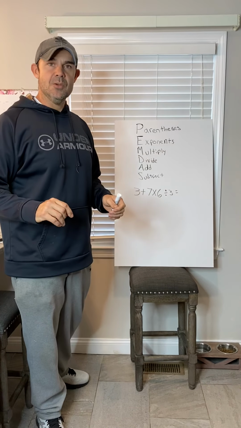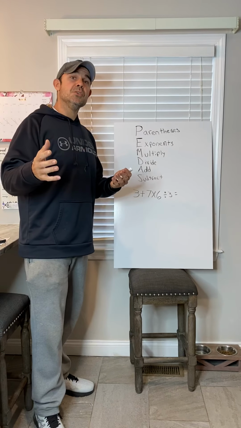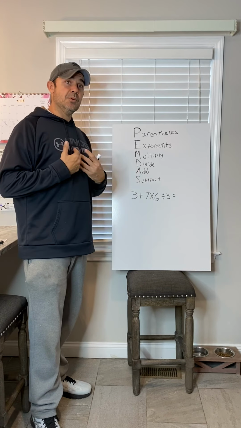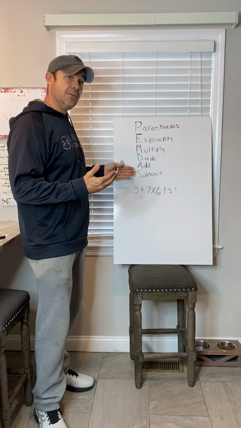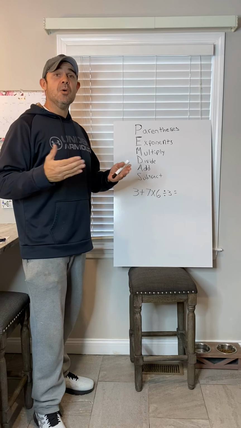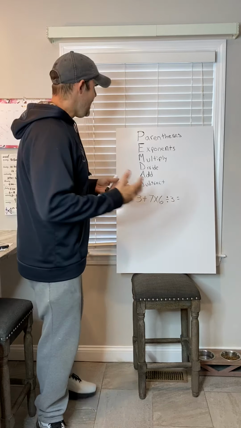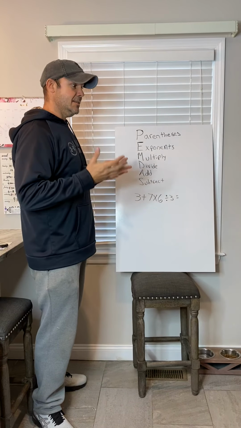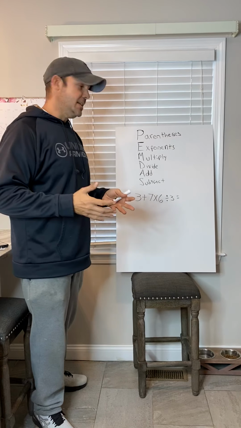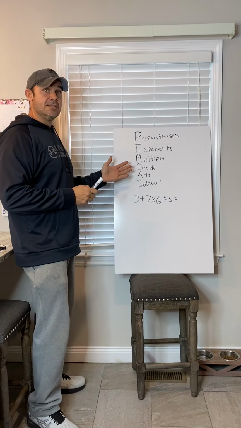You need to have an order because if you do a problem and I do a problem, and we don't follow the same order in terms of what we're going to do first and last, then we're going to end up with different numbers. So we have a system that we can all do the same exact thing the same way, and we all should get the same answer, and that is PEMDAS.